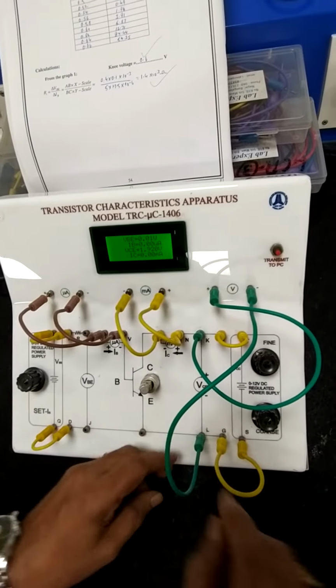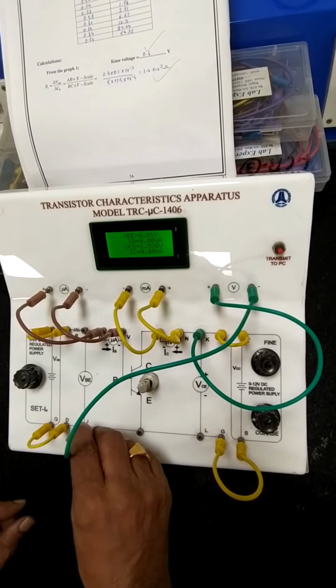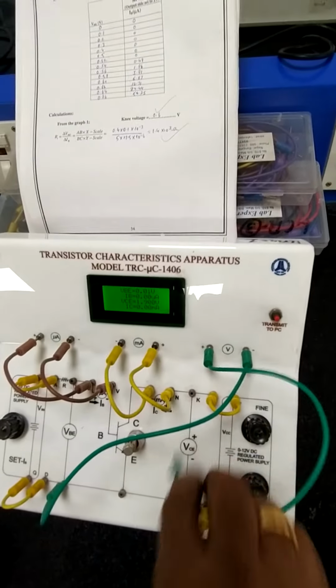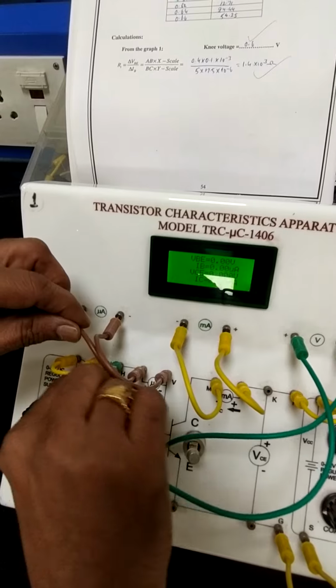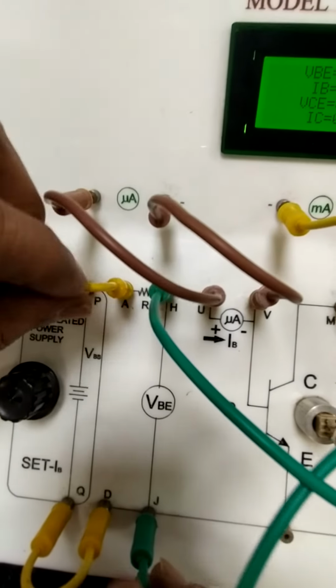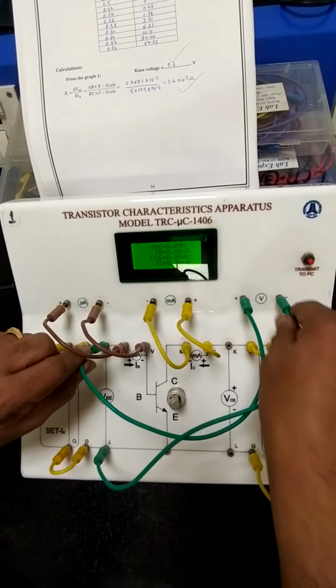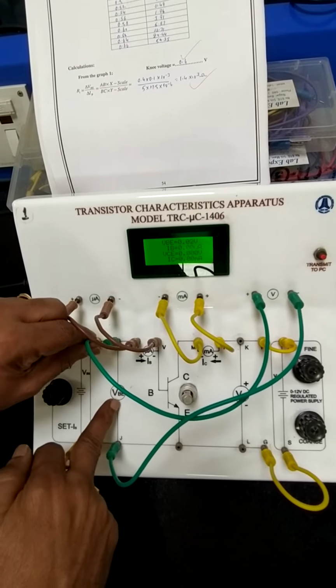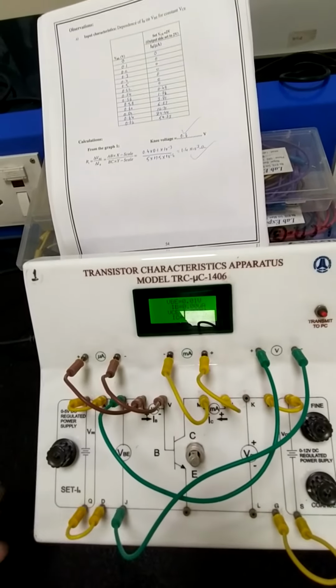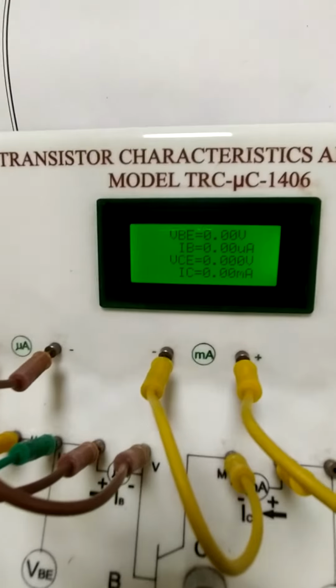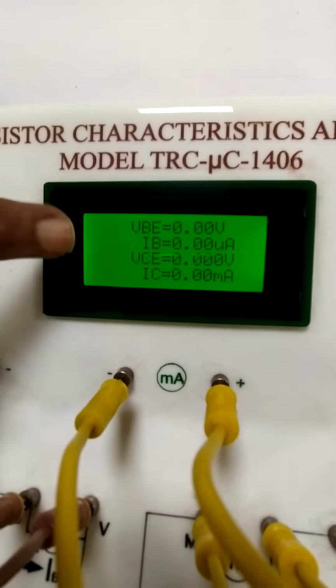Therefore, I am going to connect this VB here. This is only a simple thing. So VB is connected to the voltmeter, negative to negative, and the positive of the voltmeter connected to the positive of VB. Isn't it? Now I am going to start with the experiment. We start in steps from VB equal to 0. Look at this, VB is equal to 0 value. Then IB is equal to 0. So VB is equal to 0.